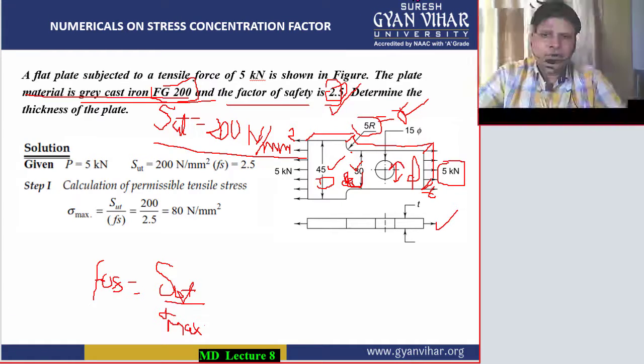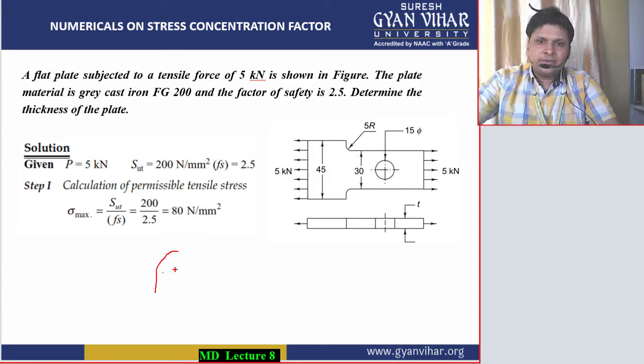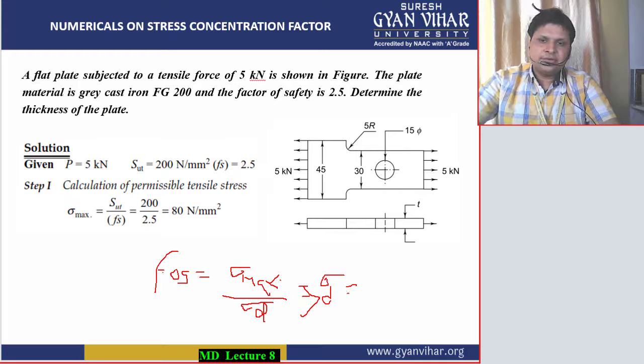Sorry, it is not maximum stress, it is what? It is FOS, the factor of safety, which is equal to maximum stress divided by nominal or design stress. So design stress you can calculate by dividing maximum stress by the factor of safety.